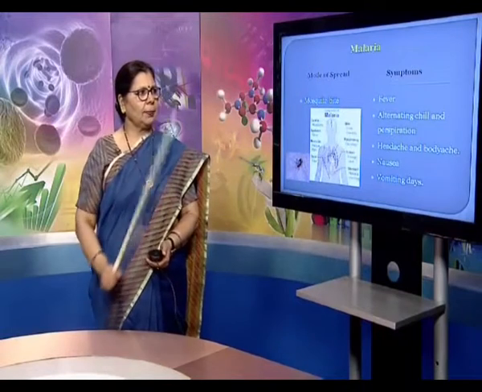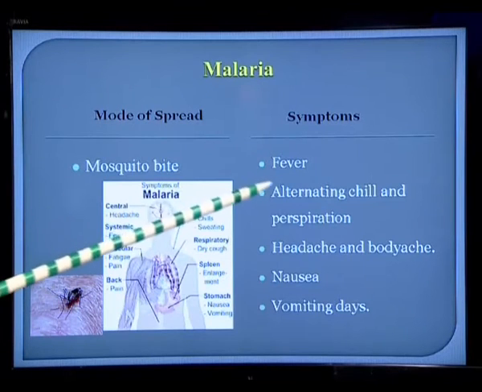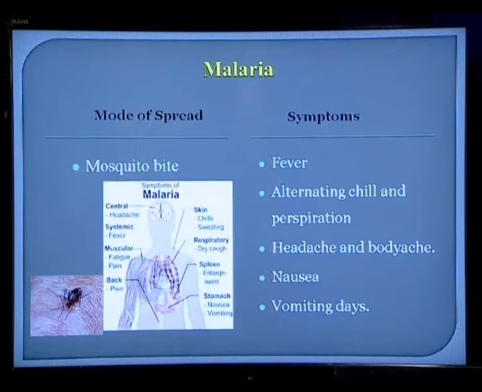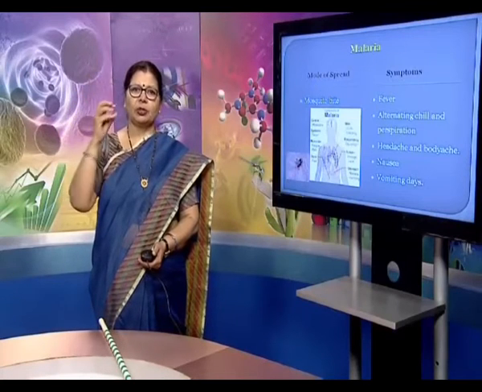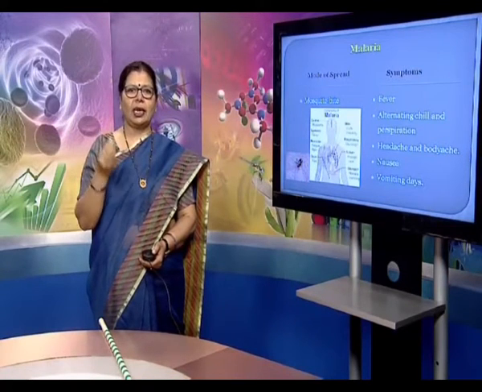Next is malaria. Malaria is due to a mosquito bite. Everybody knows by this time. This is an Anopheles mosquito which bites on the skin, and what happens? You have the fever, and this is a particular symptom of malaria. This is an alternating fever, chill and perspiration, again fever, chill and perspiration. That is a typical symptom of malaria: severe headache, body ache, nausea, vomiting, etc.